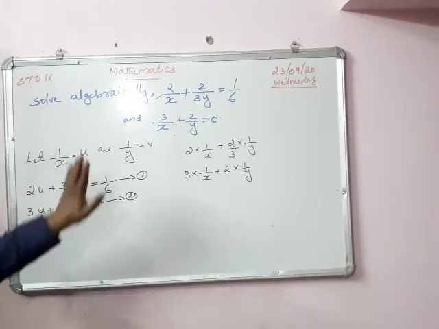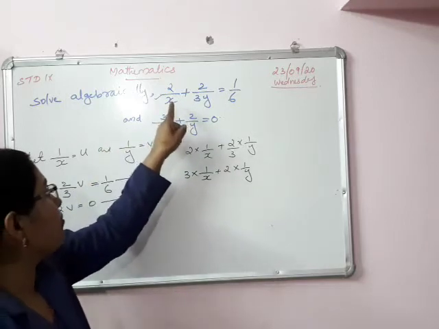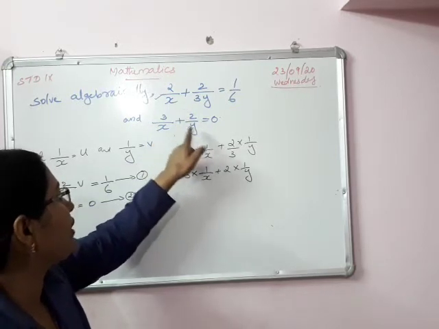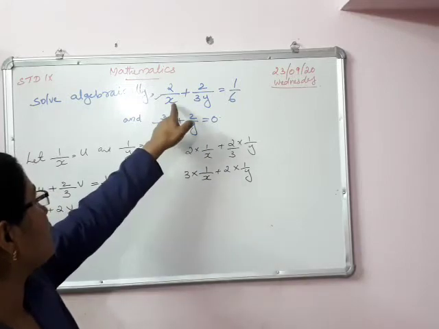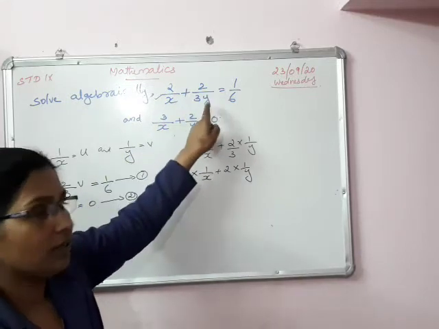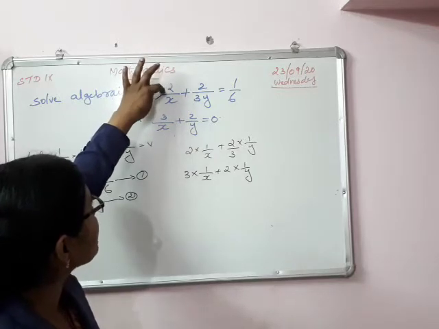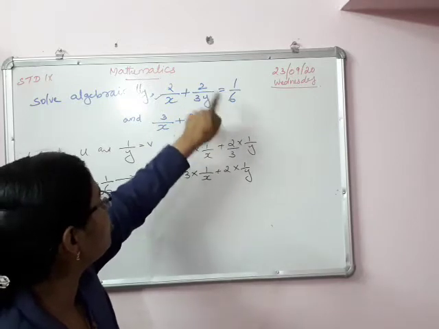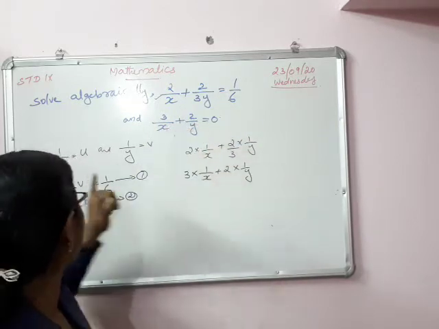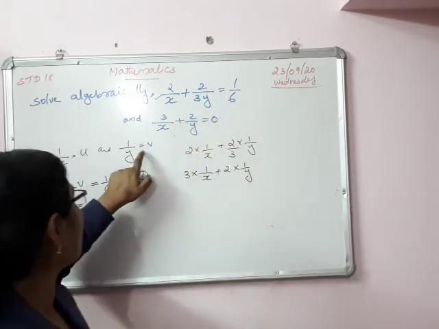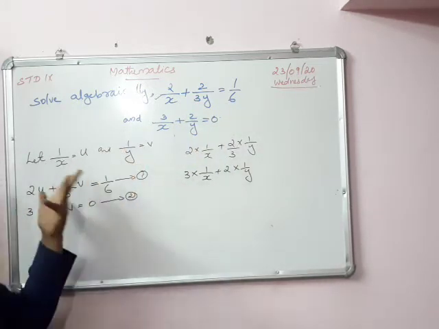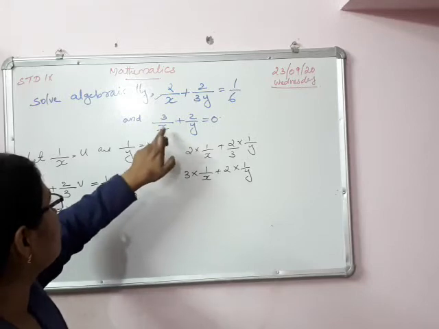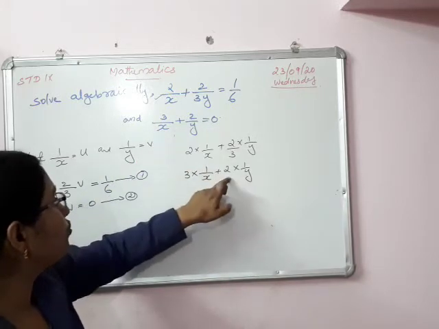Now you see how we can give a substitution. Listen here. First of all, check where the variable is. The variable is in the denominator, both x and y. So we can give a substitution for 1 by x and 1 by y. Then 2 by x means 2 into 1 by x, and 2 by 3y means 2 by 3 into 1 by y. Instead of 1 by x we can give any one substitution, and instead of 1 by y we can give any one substitution: a or b, u or v, p or q, anyone, as used. Similarly, 3 into 1 by x plus 2 into 1 by y.